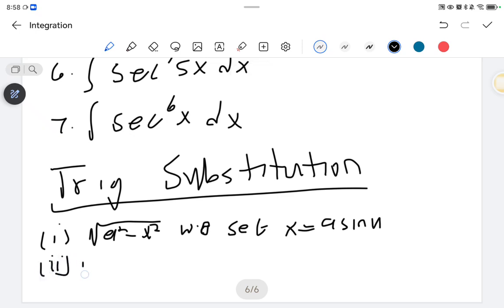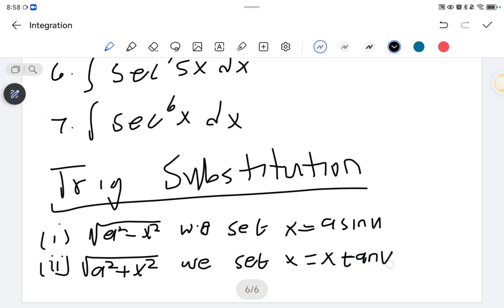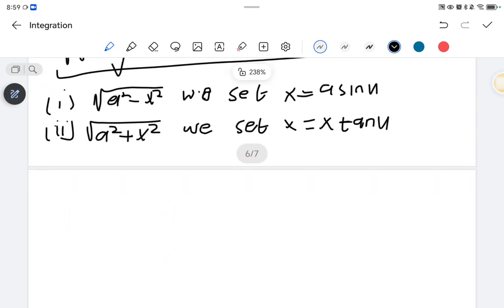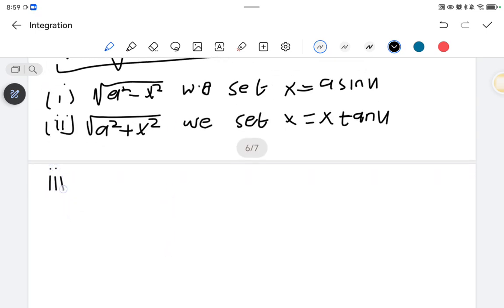The second case is when we see this one where it's positive. Whenever it's negative there, you set sine. Then when it's positive, we set x equal to a tan u. When the x is negative, we set sine. When they're all positive, we set tan. And when the a is negative, we set sec.